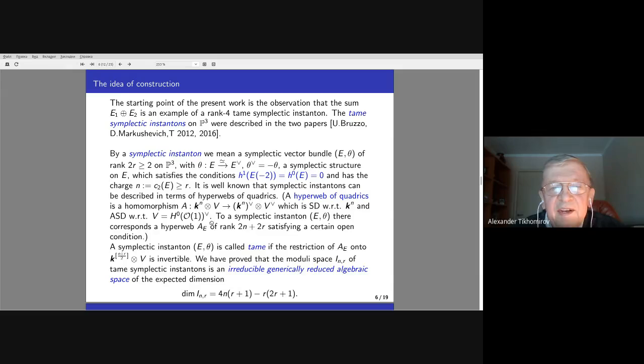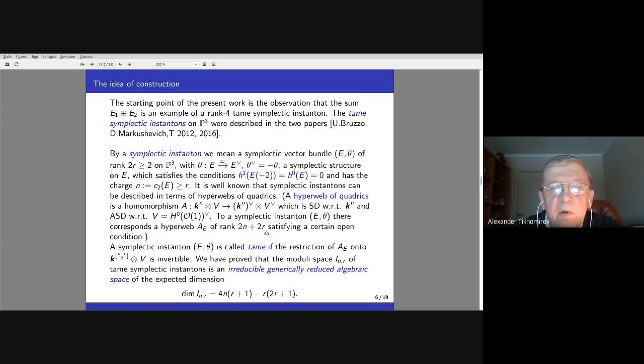So totally this is an anti-self-dual homomorphism. And it is known that to any symplectic instanton there corresponds a hyperweb, which has rank 2n plus 2r, depending linearly on its charge and rank, satisfying a certain open condition.